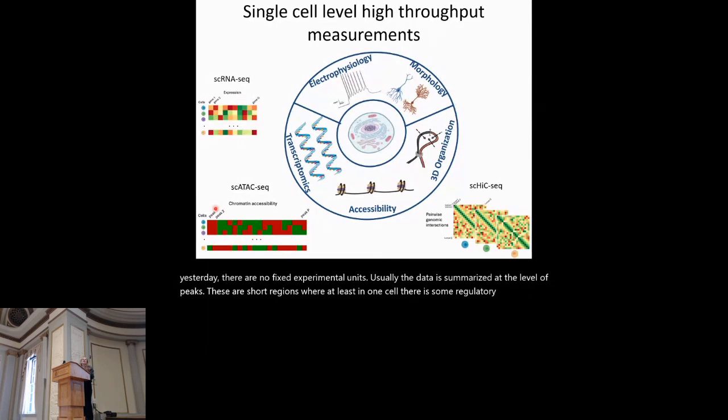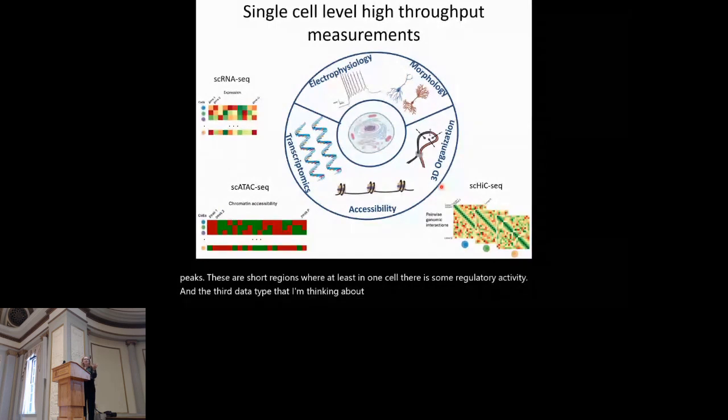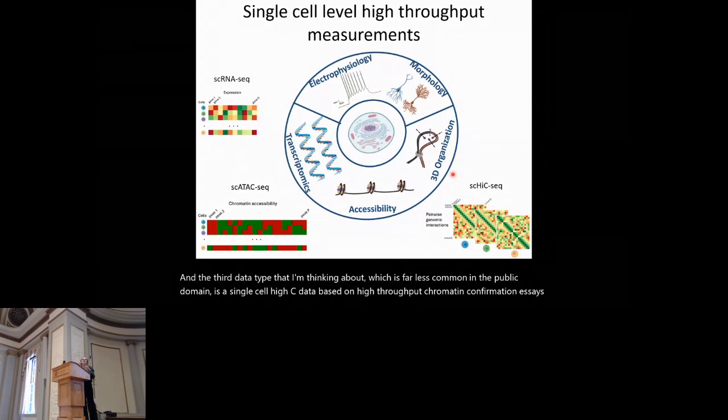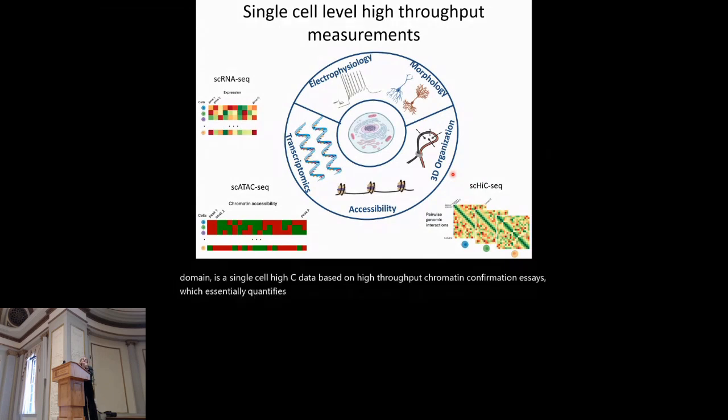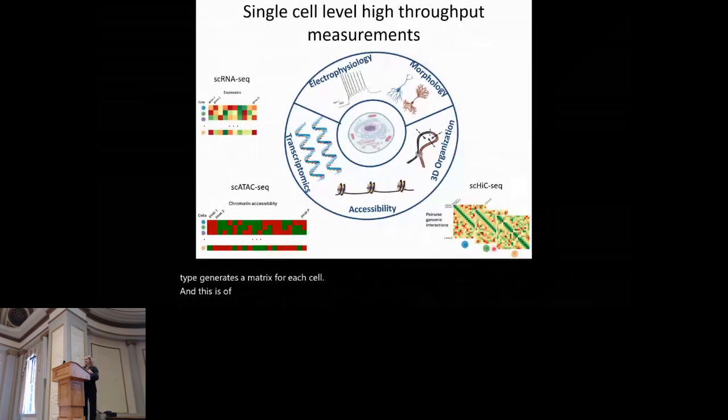And the third data type that I'm thinking about, which is far less common in the public domain, is single cell Hi-C, based on high throughput chromatin conformation assays, which essentially quantifies the proximity of the loci along the genome in 3D. And this data type generates a matrix for each cell. And this is, of course, an incredibly important data modality to understand how long-range gene regulation happens.